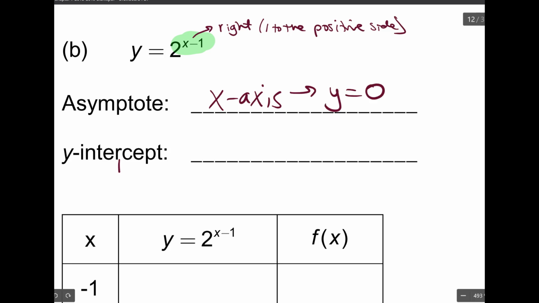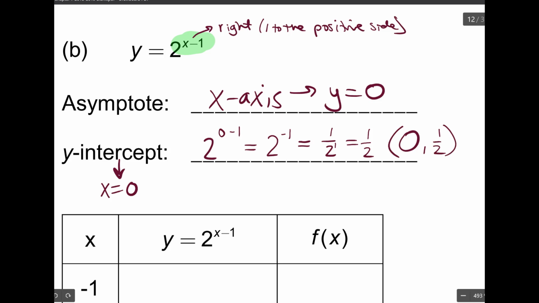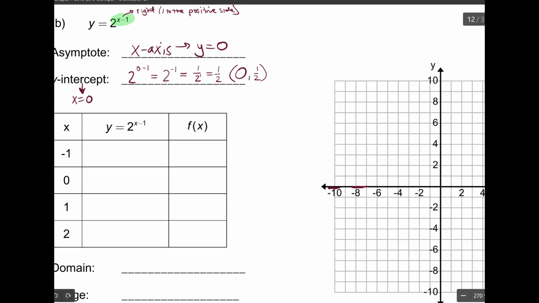How about the y-intercept? How do I find the y-intercept? Plug in x equals 0. All right, so 2 to the 0 minus 1. What's 0 minus 1? Negative 1. 2 to the negative 1 is the same thing as 1 over 2 to the first. So that's just 1/2. So I have 0, comma, 1/2. So I'll go to my graph. I'm going to plot the asymptote as well as my y-intercept.